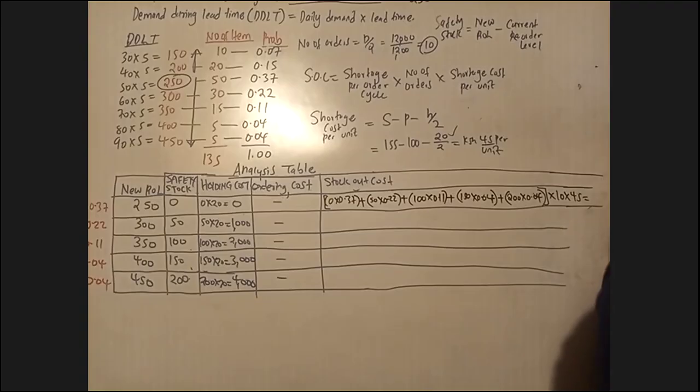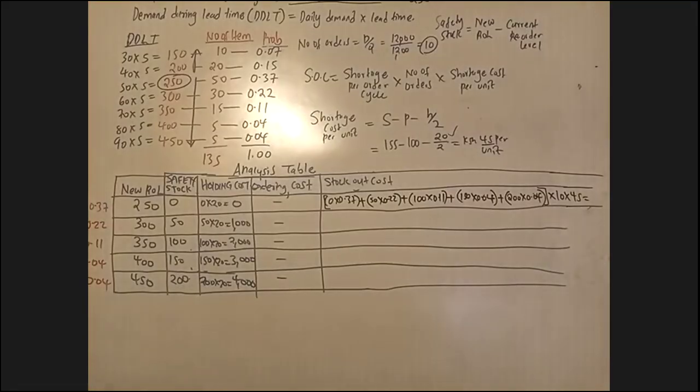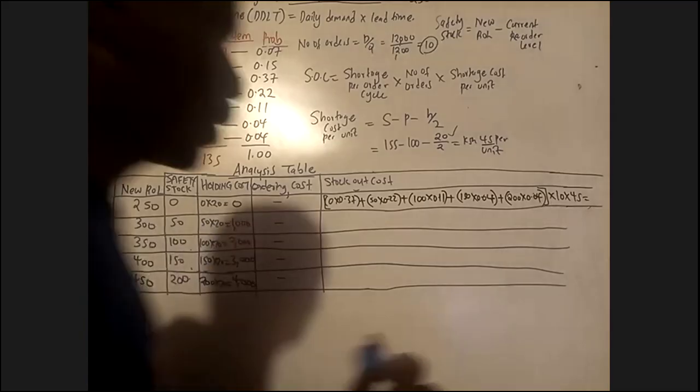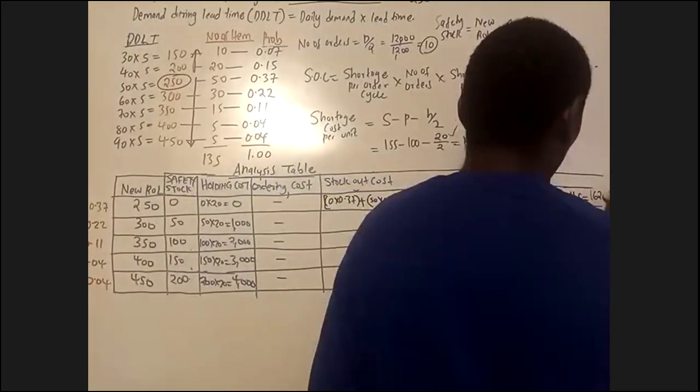So let's see what is the stock out cost for that one. Itakuwa 50 times 0.22 plus 100 times 0.11 plus 150 times 0.04 plus 200 times 0.04. Then you multiply with 10, you multiply times 45. So 16,200.